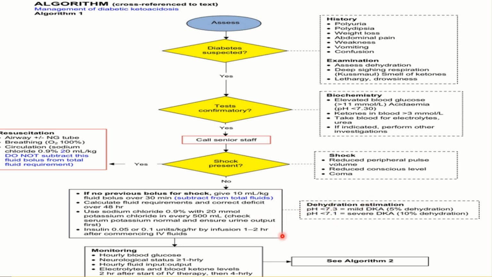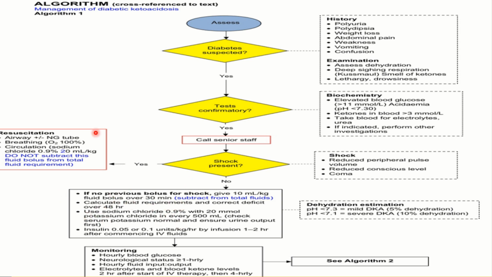So how will you give the fluid requirement? According to the percentage. So if the pH is less than 7.3, that means the child has mild DKA, so we assume it is 5% dehydration. And if the pH is less than 7.1, we assume the child has severe DKA and it is 10% dehydration. So you have to calculate the fluid accordingly: percentage of dehydration into the kg into 10, body weight into 10. You have to give the total fluid.